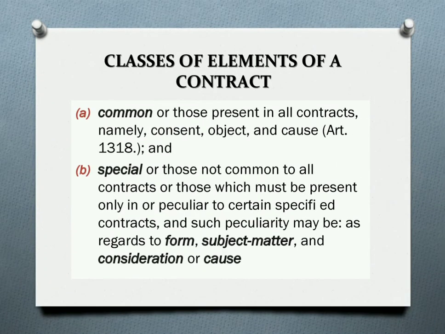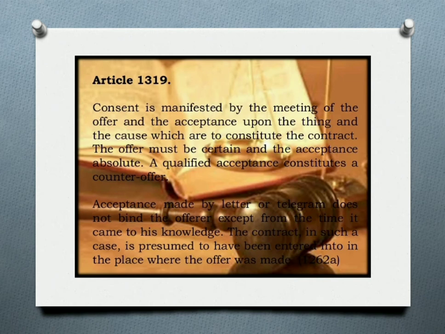Classes of elements of a contract. So, may tinatawag tayong common and special. Yung common, siya yung present sa lahat ng contracts, which is yung consent, object, and cause, which is nabanggit sa Article 1318. So, sa lahat ng contract, makikita siya. Then, sunod is yung special. From the word itself, special, hindi siya common, hindi siya pangkaraniwang nakikita sa mga contract. So, nakikita siya sa mga peculiar to certain specified contracts, such peculiarity may be as regards to form, subject matter, and consideration or cause.